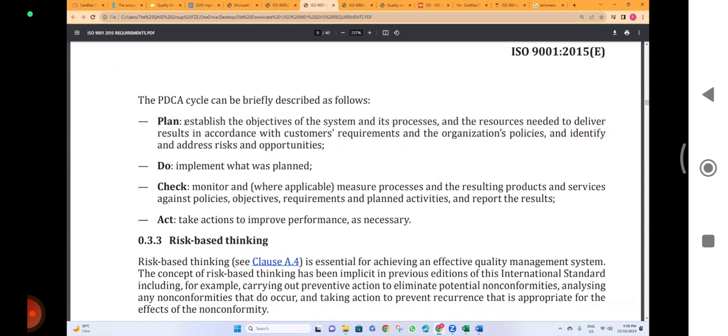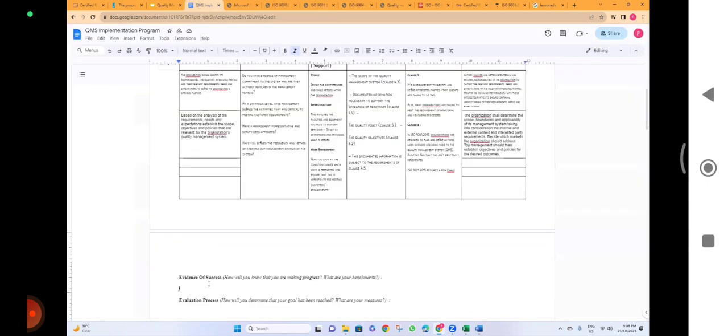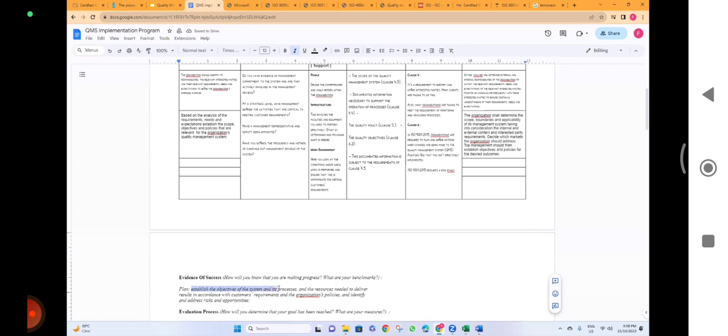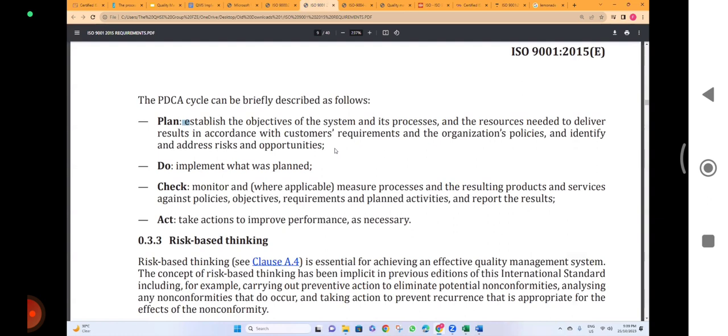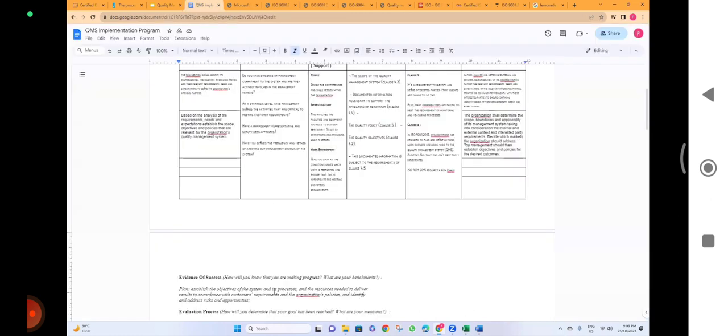Under planning your organization, how do you know that you're making progress? You know that you're making progress if you establish objectives for your systems and processes, and you provide the resources needed to deliver the results in accordance with customer requirements and the quality management policies, and you have identified risks and opportunities. What you're looking at right now is called a primary goal setting requirement, and this is the goal that you want to achieve here.